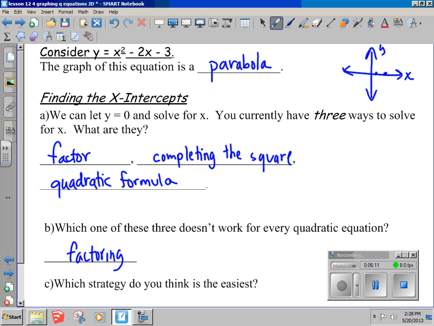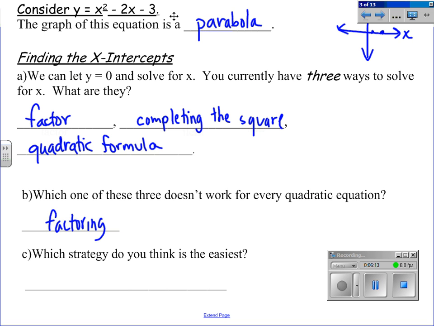Which strategy do you think is easiest? Well, that all depends on you individually. Which one do you like the most, Mark? Quadratic formula. Although I'm horrible at it. You'll get better. Anyone else prefer something else? Michael? Yeah. You like completing the square? I like factoring if it's factorable, but it doesn't always work. So that's kind of just letting you know that I care about what you think is the easiest.